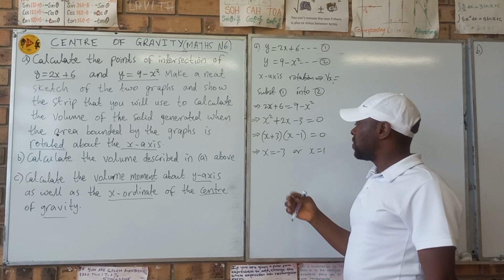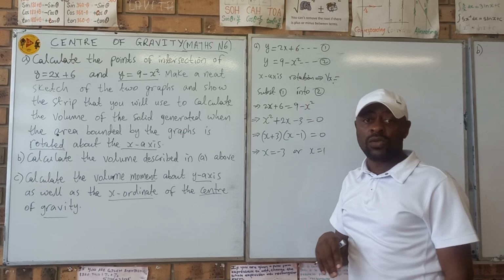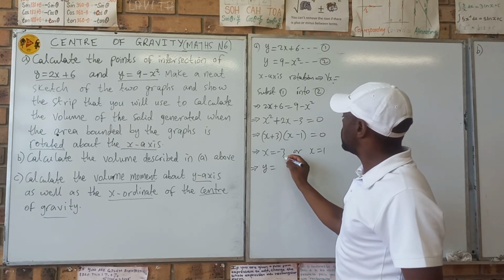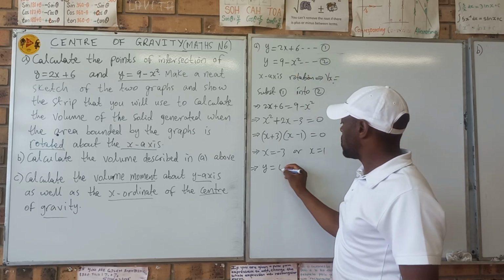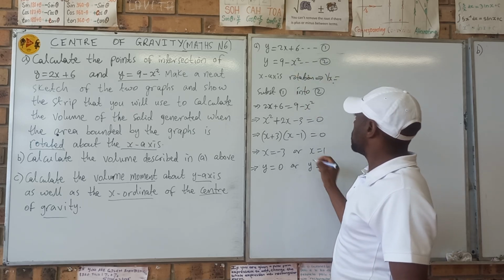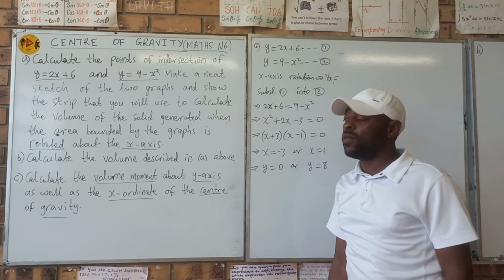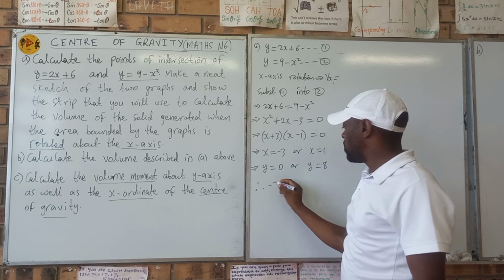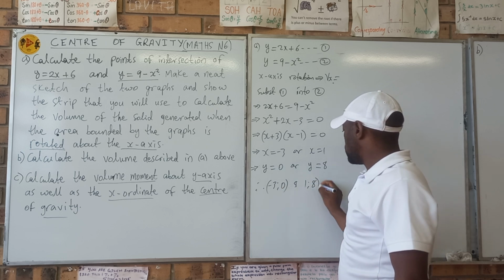Then to get the points of intersection, we must substitute these x values into the original equations. If we substitute x equals negative 3, negative 3 squared is 9, so 9 minus 9 is 0. If we substitute x equals 1, we get an 8. We have done it in the first one, and use the same thing. So from here, my points of intersection are negative 3, 0, and 1, 8.